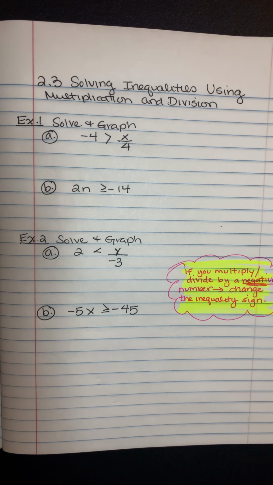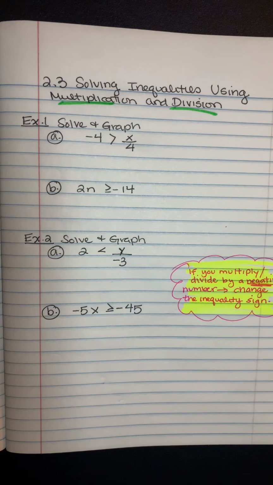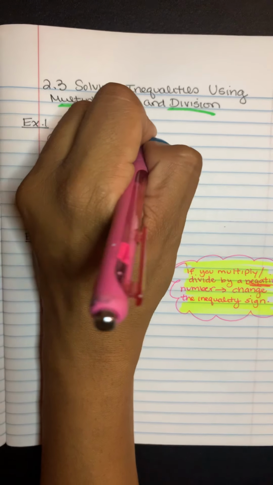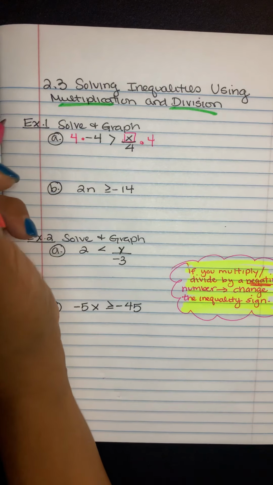Our essential question for today is going to be, once again, how can you solve an inequality? So we are solving and graphing, very similar, but we are using multiplication and division in this section. Okay, so the first thing we want to do is isolate our variable, and we want to get rid of that number, which is 4. So I'm going to multiply each side by 4.